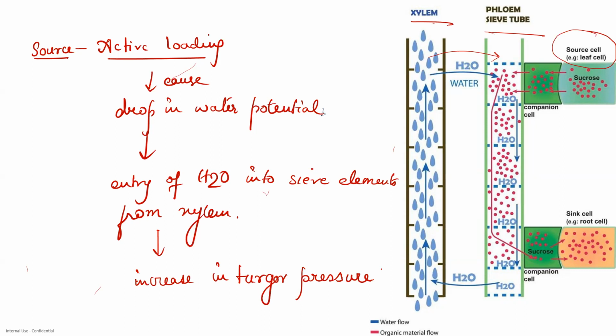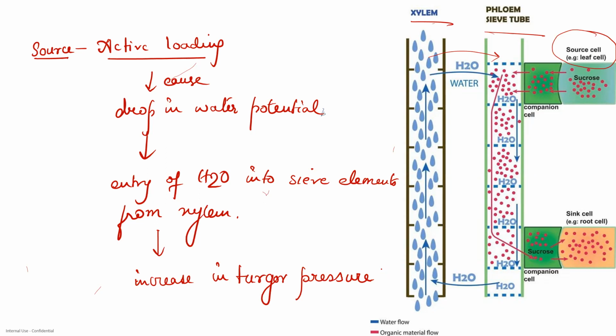Now at the sink, what will happen? The sink is what? The end point of translocation pathway. And this phloem unloading, on the other hand, will reverse, or it will lower the osmotic pressure within the sieve element, which will create a pressure gradient between source and sink, and this osmotically generated pressure gradient leads to bulk or mass flow of materials from source to sink.